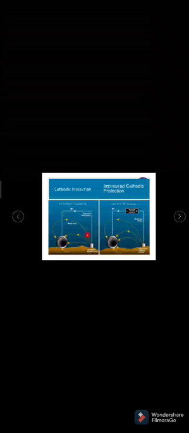Sacrificial anode and impressed voltage method. The metallic structure to be protected from corrosion is made cathode by connecting it with another more active metal. This more active metal acts as anode and undergoes corrosion. So this active metal is also known as sacrificial anode.